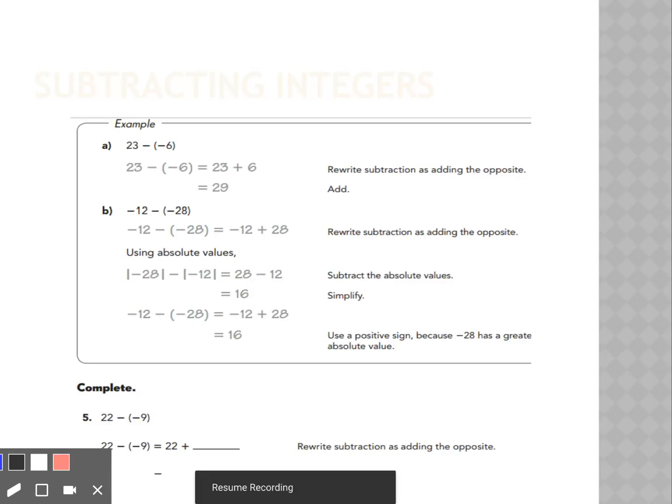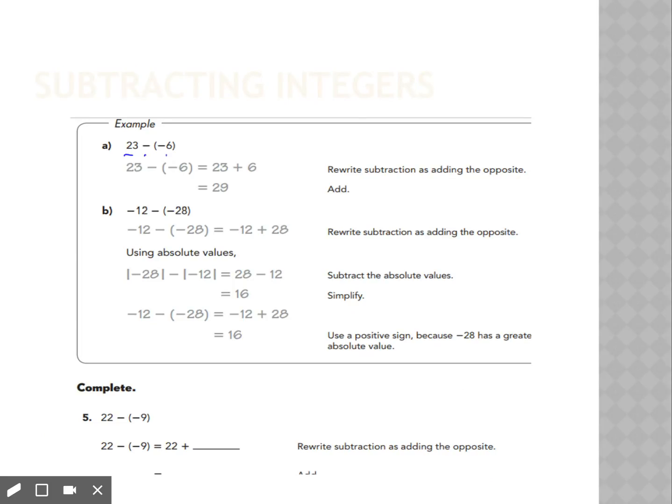Here we just have some more examples. 23 minus a negative 6. Again, I keep my first digit, change to addition, and change my second to its opposite. So here I have 23 plus 6. We don't need to do anything fancy here. We have two positive numbers, so 23 plus 6 is 29.